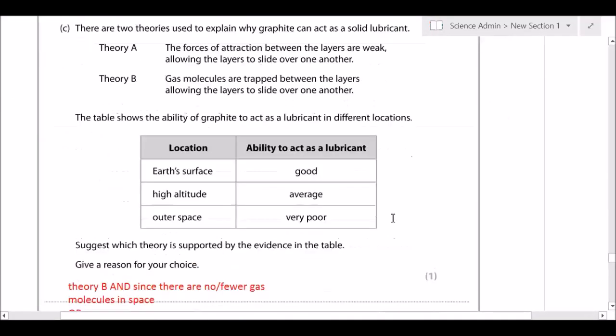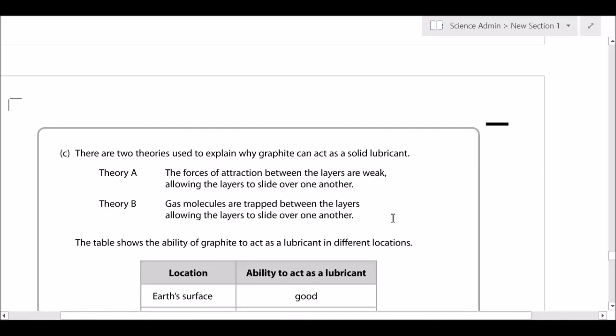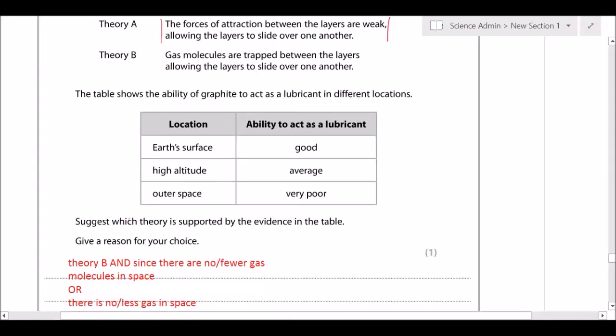Question C. Now this was quite a tricksy one, as it were. Theory A is actually what happens with graphite, but the question asks which theory is supported by evidence. Okay, so they're trying to make you read the table and use the information rather than information you already knew. So the table shows the ability of graphite to act as a lubricant, and as you can see, as it goes into space, it gets less, or worse, as a lubricant.